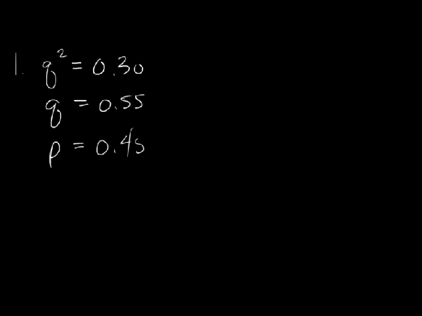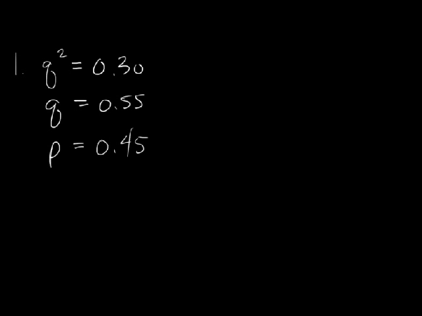So saying that means we are talking about q squared. We're talking about the homozygous recessives. Okay, so this is going to be 0.30. And then we can solve what q is by taking the square root of 0.3, which will give us 0.55. And then we can figure out what p is, which is 0.45.